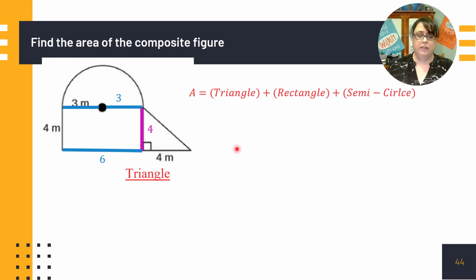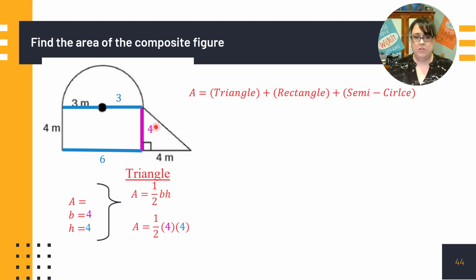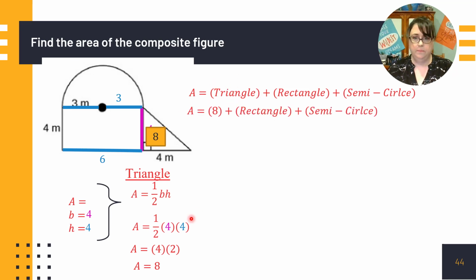Now let's go find the area of the triangle. We know triangles are equal to 1/2 base times height. So if I'm looking at this triangle right here, my base and my height are both 4, and we'll substitute that in. Half of 4 is 2, so 4 times 2 is 8. So I know my triangle has an area of 8. So now I can take my triangle and replace the word triangle with 8. And I just keep on going.